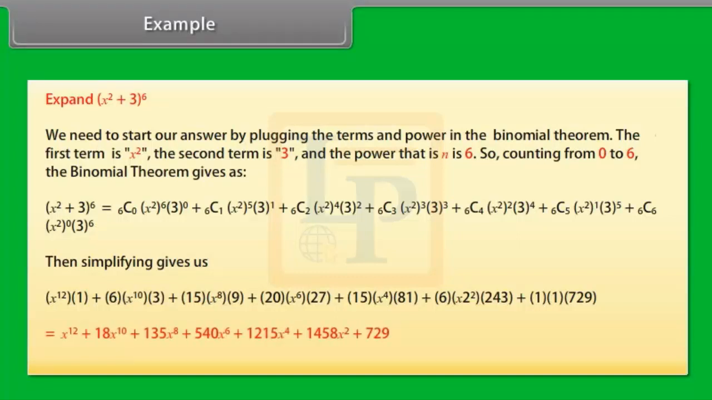x^12 plus 18 into x^10 plus 135 into x^8 plus 540 into x^6 plus 1215 into x^4 plus 1458 into x^2 plus 729.